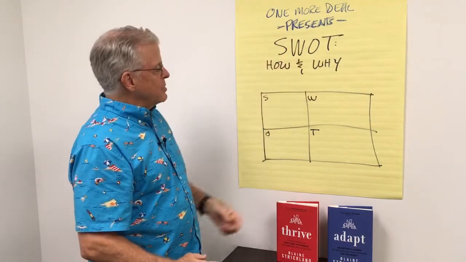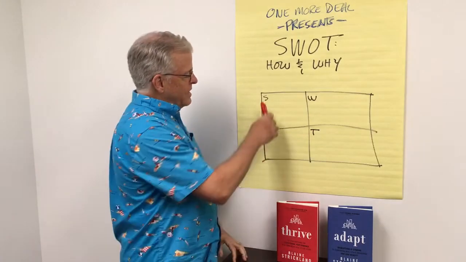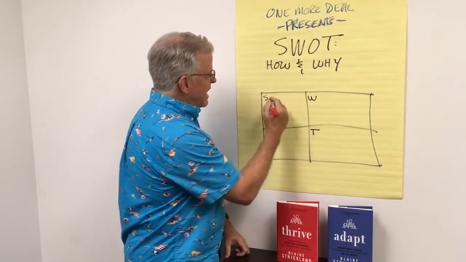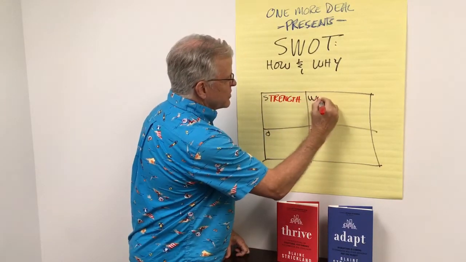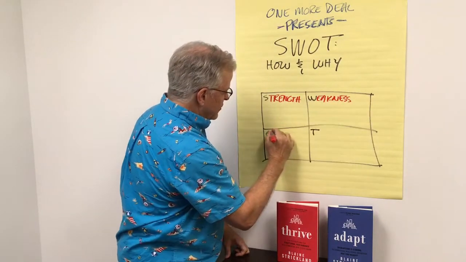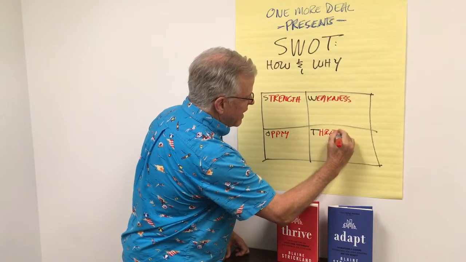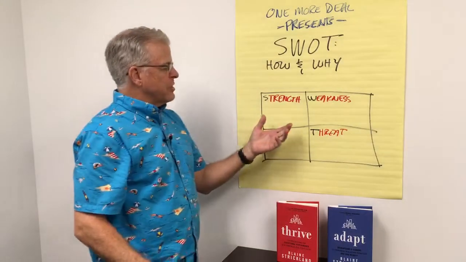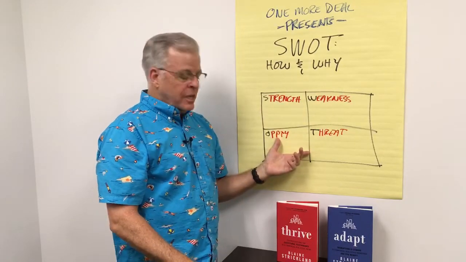SWOT, S-W-O-T. Here's an easy way to do it. You just draw a box, you cut it into 4 quadrants. S-W-O-T. S stands for strength. W stands for weakness. O stands for opportunity. And T stands for threat. And the idea is that you consider for your team or your performance in your marketplace each of these 4 quadrants.